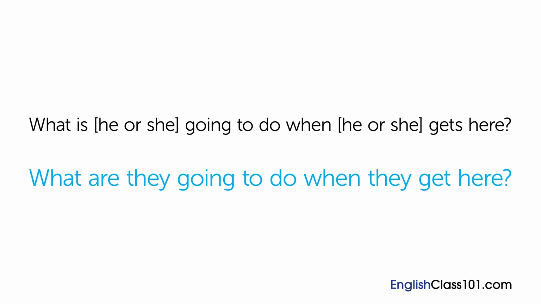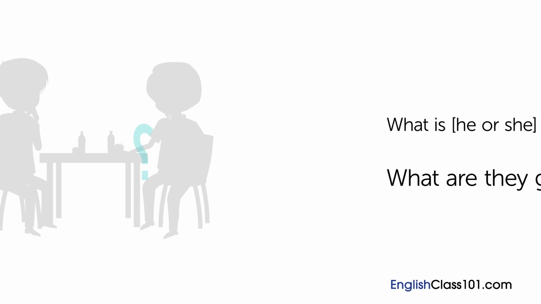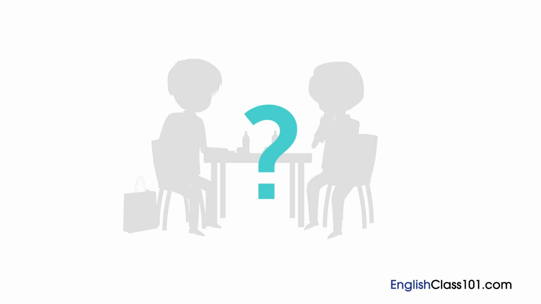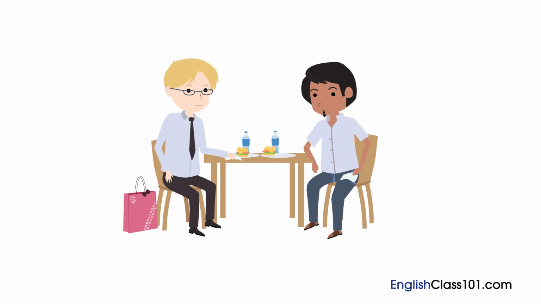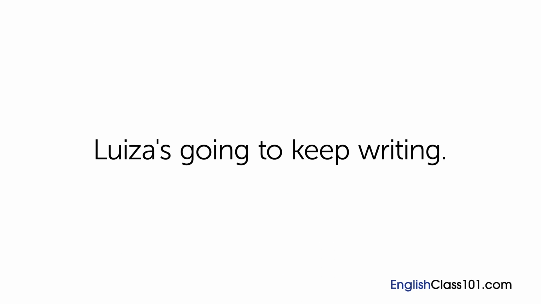What are they going to do when they get here? Do you remember how Gustavo explained Luisa's future plans? Luisa's going to keep writing. First is a contraction of Luisa and is, Luisa's. Next is the phrase going to. After this is the word keep. And last is the word writing. Together, it's: Luisa's going to keep writing. In other words, Luisa currently spends her time writing and will continue to do so in the future.